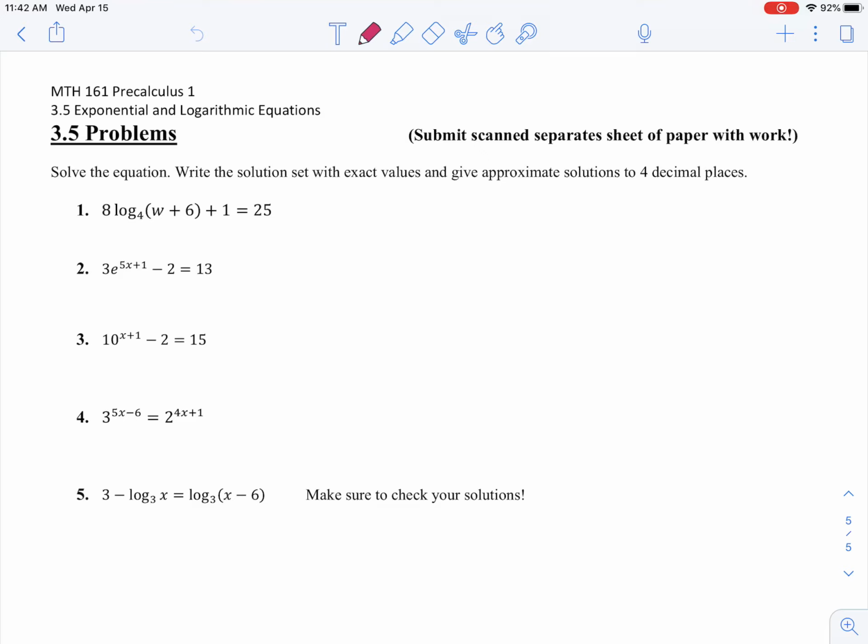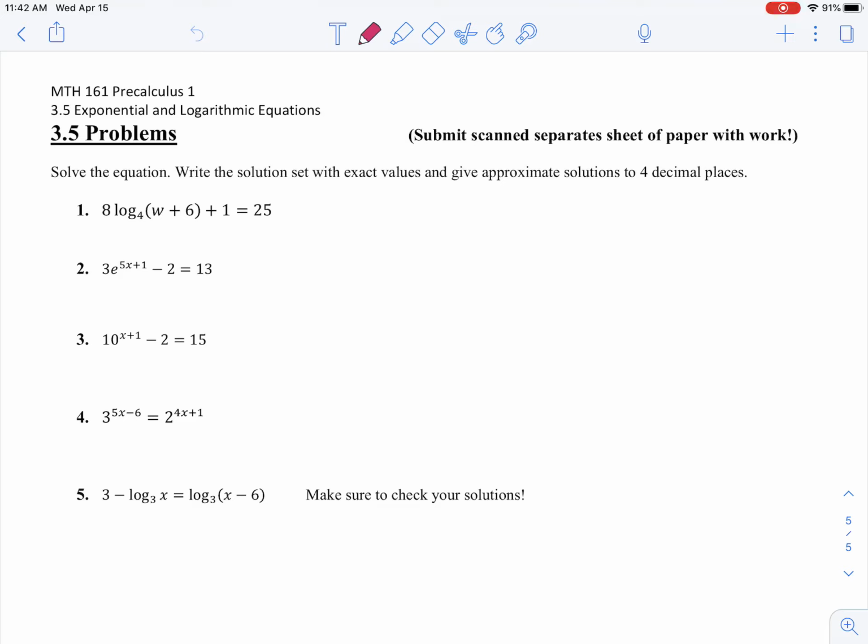Here we go. The 3.5 problems, I want you to just work them out on a separate sheet of paper, show work each step, and submit them on Canvas for me. These 5 are the ones that were on exam 3 in the fall semester. So I want you to be able to do something like this.